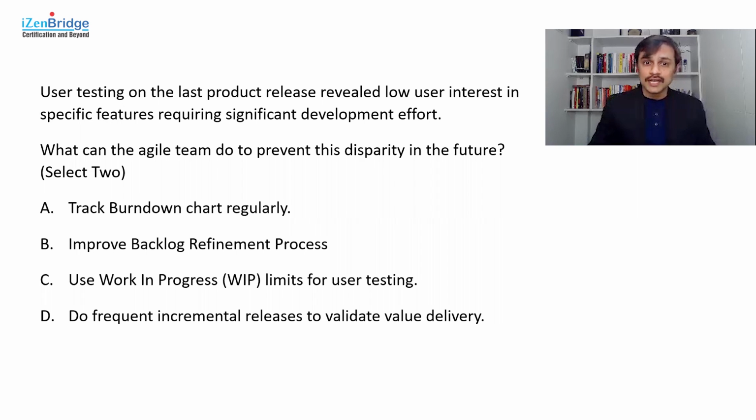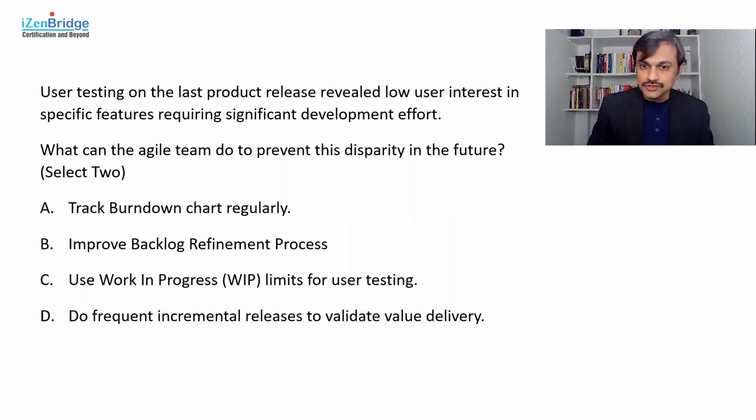User testing on the last product release revealed low user interest in specific features requiring significant development effort. Okay, what can the agile team do to prevent this disparity in the future? Select 2. So you need to pick 2 right options out of 4 available.